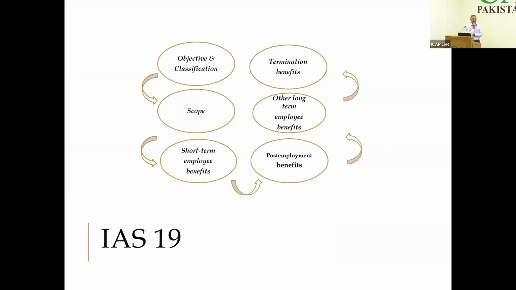Let's have IAS 19. Okay. Thank you. IAS 19 we have. It's an old standard. There is no change. So we will be moving quickly through this IAS. These are the areas: objective and classification, then scope, then short-term employee benefits, termination benefits, other long-term employee benefits, and post-employment benefits.